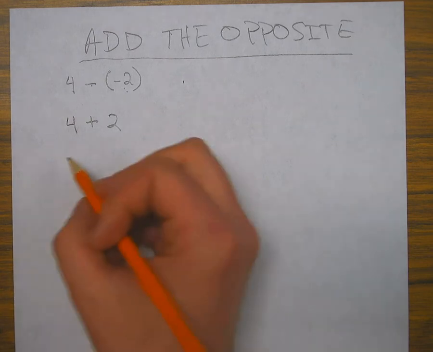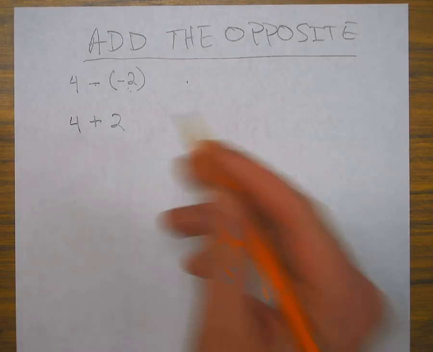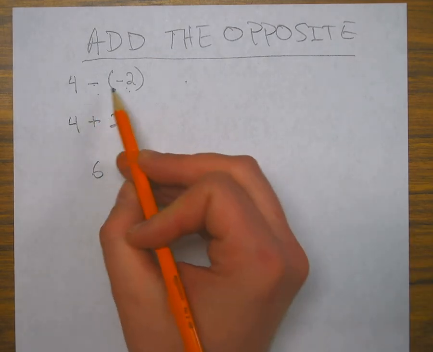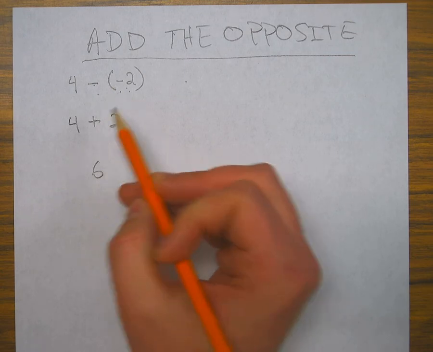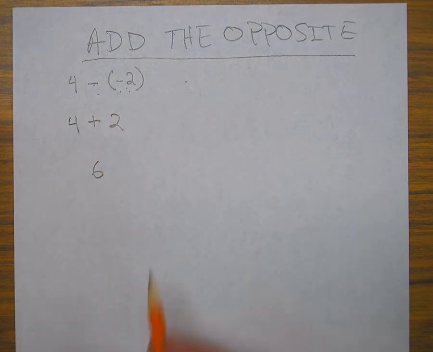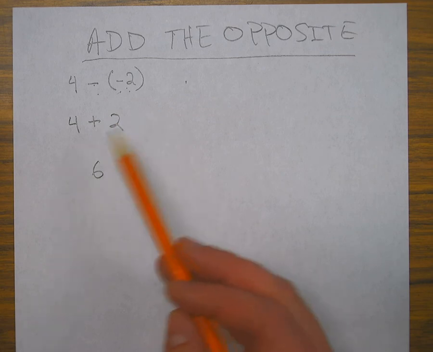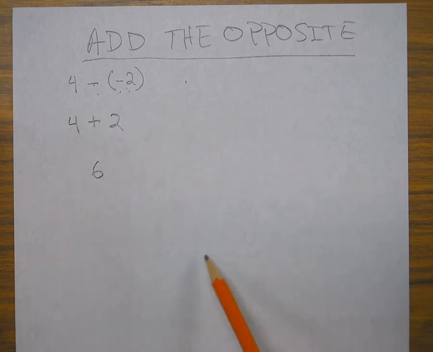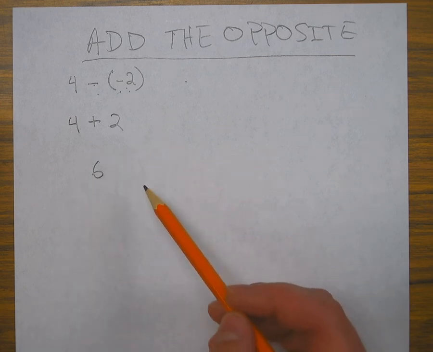So now I've rewritten my problem. Well, this one we shouldn't need to do any models for because this just goes back to our first and second grade math. Well, what's 4 plus 2? Well, 4 plus 2 is just 6. So just as simple as that. So if I'm subtracting a negative, I'm getting more positive. So if I subtract -2, I'm actually adding 2. So it's as simple as that.